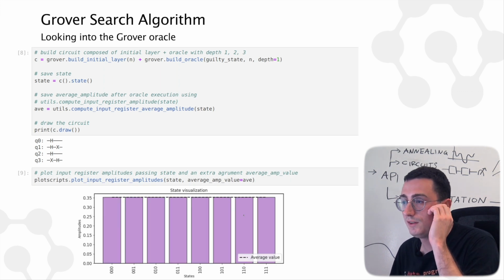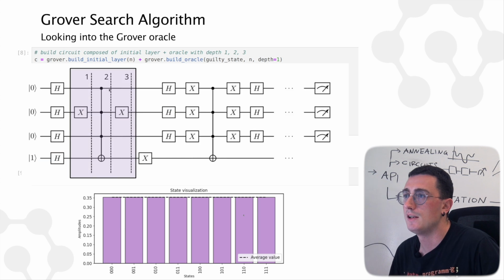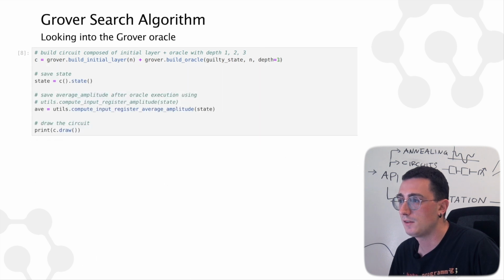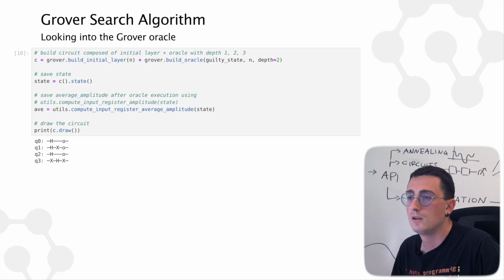Indeed, we see the same plot as before. Now we can complicate the example. What we need to do is come back to the same cell as before, and now we stop the building of the oracle at the barrier number 2. We can do this in practice by changing depth to 2. Now, from the diagram here, you see we add the X gate to the second qubit of the input register plus the multi-controlled node.